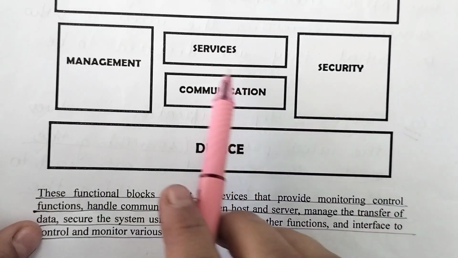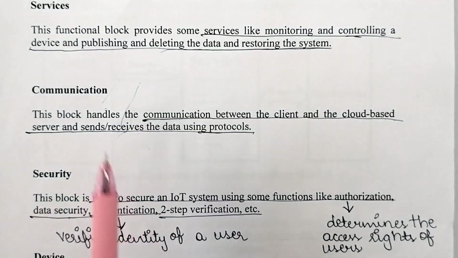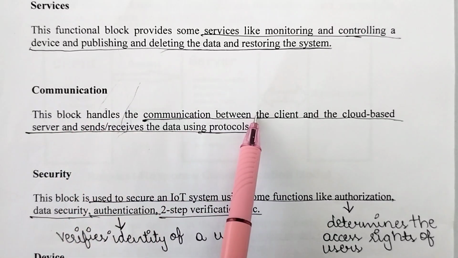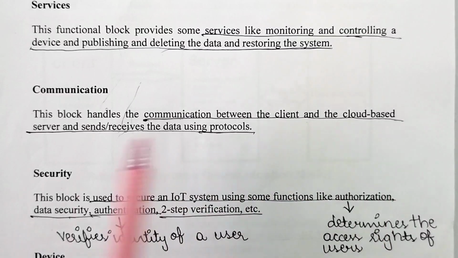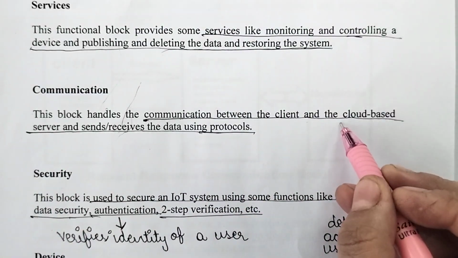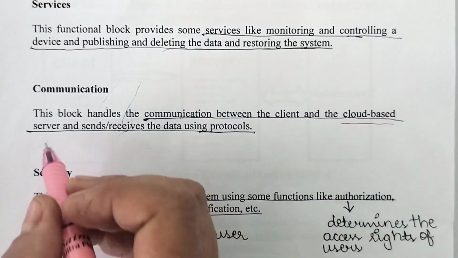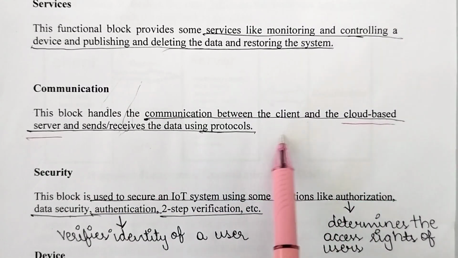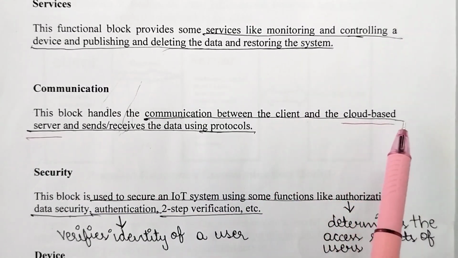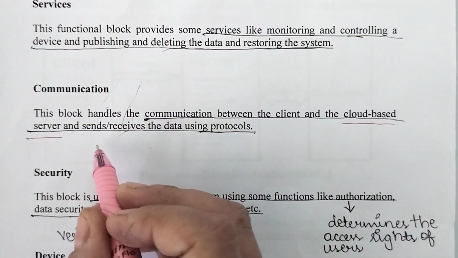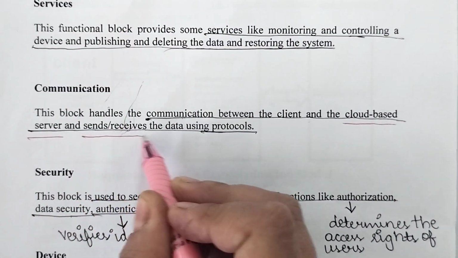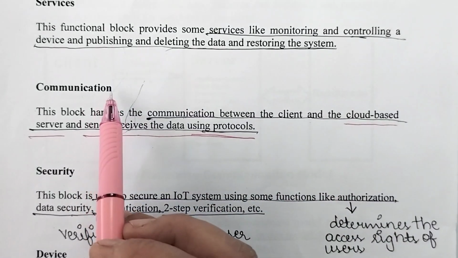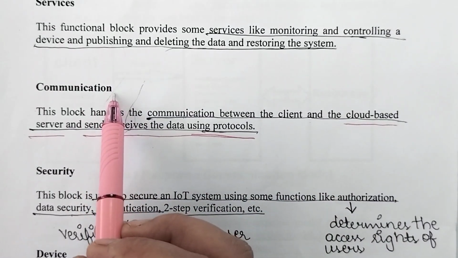Then is your communication functional block. When we talk of the communication functional block, this block is basically handling the communication between the client and the cloud based server. As I said, the server in the IoT is a cloud based server. So, when the communication is taking place between the client and the server, basically for sending and receiving the data, of course using some protocols, this functionality is provided by the communication block.